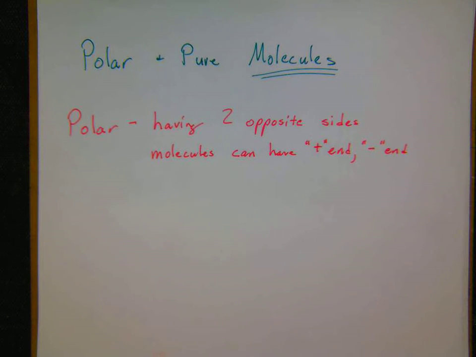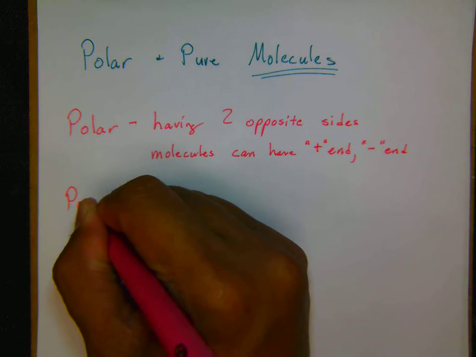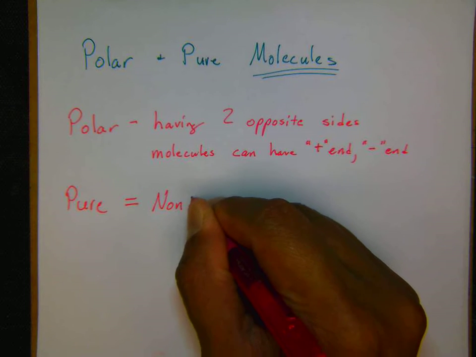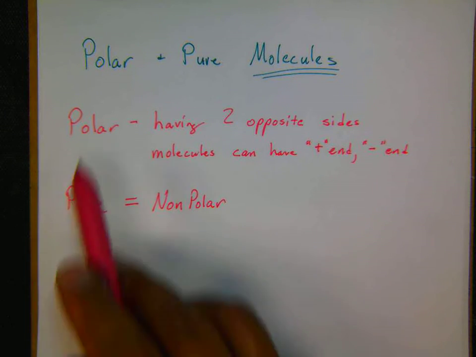Now, if it's not polar, we call them pure. Pure means non-polar. That means there's no positive and negative end. They're all the same throughout. All right, so polar and pure.